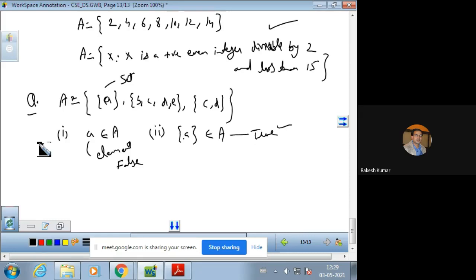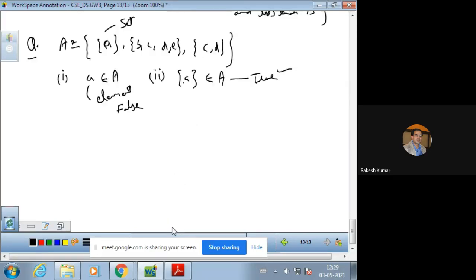Now, the question is: describe a situation where the universal set may be empty. This is a very interesting question. Describe a situation where the universal set may be empty.